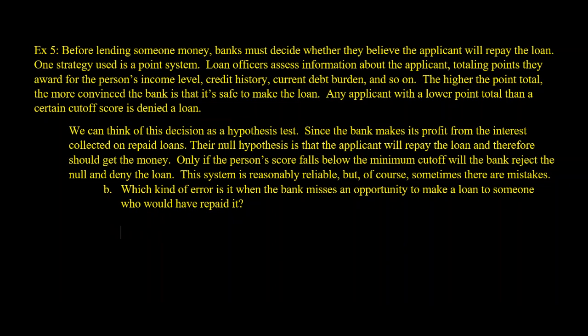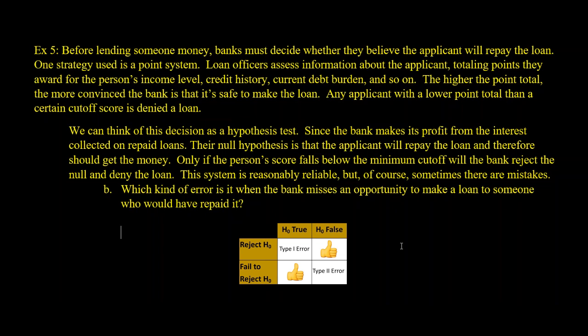Which kind of error is it when the bank misses an opportunity to make a loan to someone who would have repaid it? So let's look at our little chart again. We are going to reject the null. We're saying that they can't repay it, but actually it is true they could have, which results in a type 1 error. That's the first row, first column of our table.